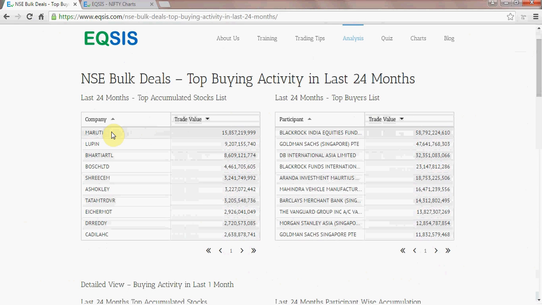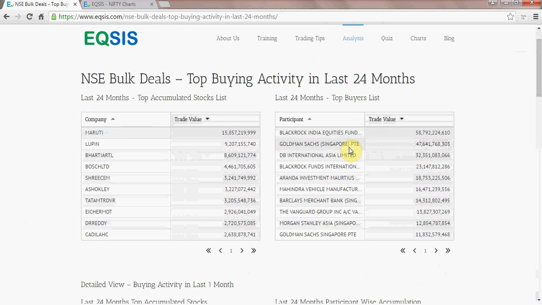And look at the second table here. In the last 24 months, one of the major investors in India, as disclosed in NSE bulk and block deals, is BlackRock India Equities. The second is Goldman Sachs, DB International, BlackRock Fund International. So various fund houses are all net buyers in India.